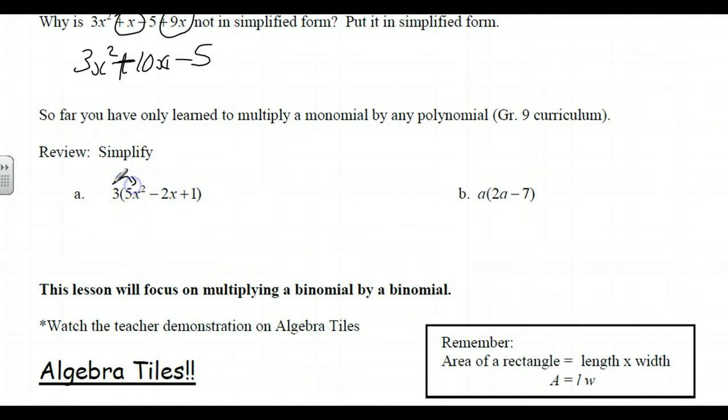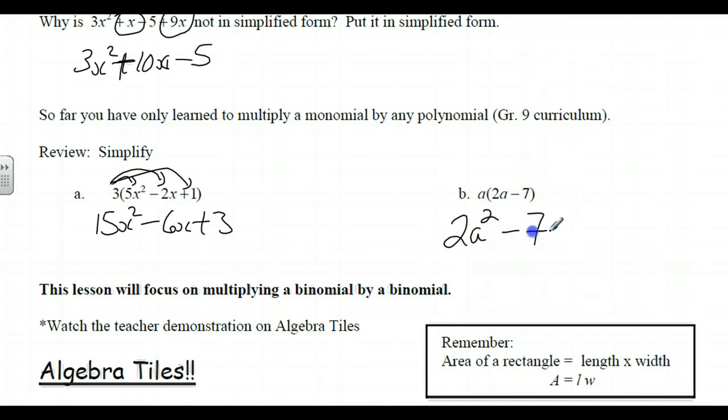So you're going to multiply using the distributive law. So we get 15x squared minus 6x plus 3. And on this one we get a times 2a is 2a squared minus 7a. And I think we can put some equal signs in here to show that this is equal.